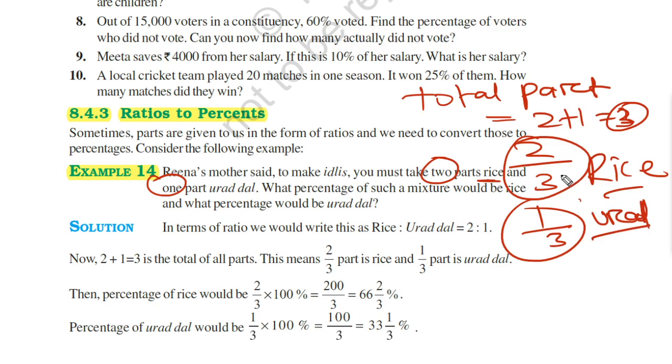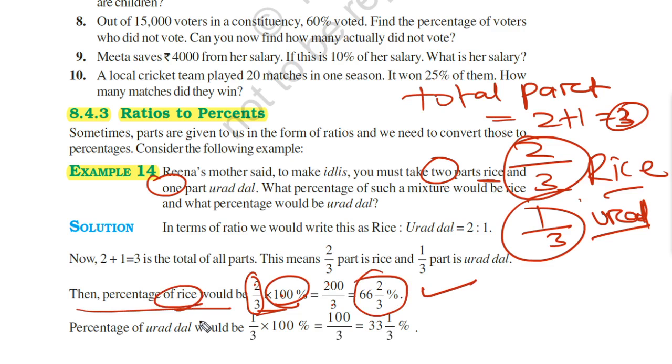So now we can convert these fractions to percentages. Now you can see 2 by 3 into 100%. After cancellation, 100 into 2, it will be 200 by 3. So 66 whole 2 by 3 percent is rice. Then we'll move to urad dal. Urad dal is 1 by 3. 1 by 3 into 100%, which will be equal to 100 divided by 3. It will be equal to 33 whole 1 by 3 percent. So in this way we can move.